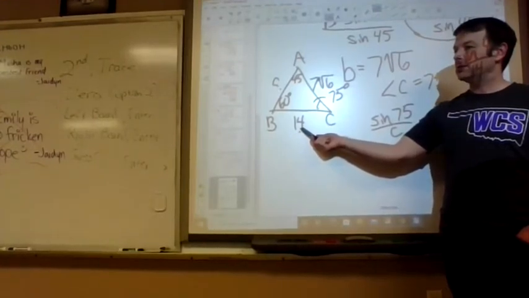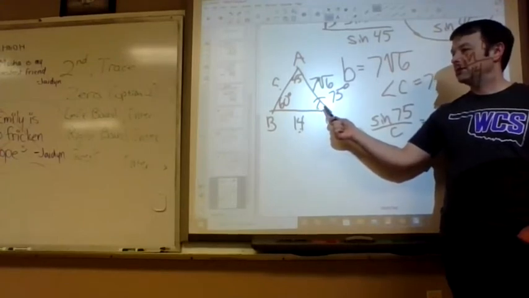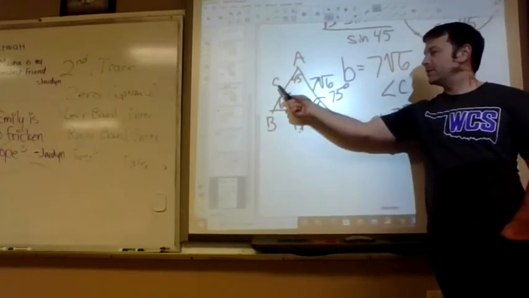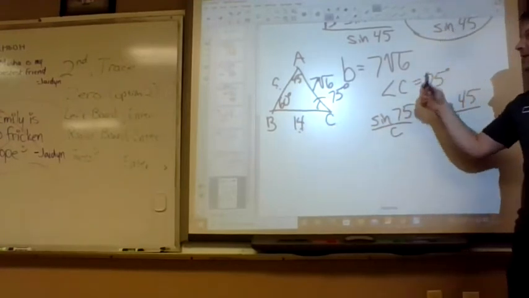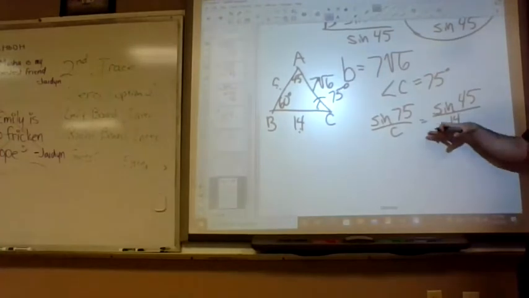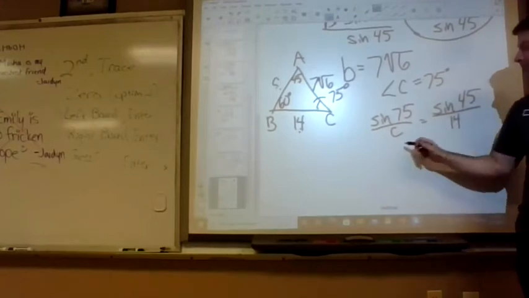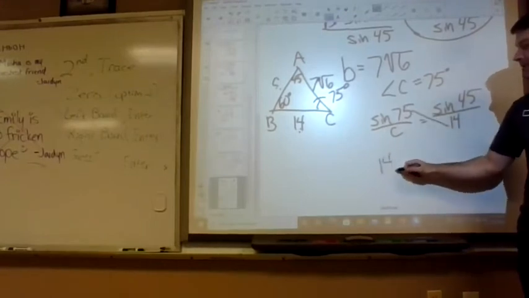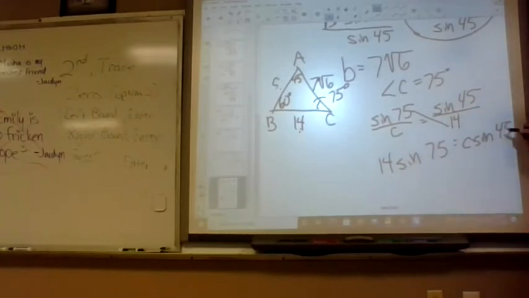So it's sine of the angle over the side equals sine of the angle over its side. I think you should write the equation. I did, it's up top, and here's the equation right here. Then you cross multiply: 14 times sine of 75 equals C times sine of 45. So you divide by sine of 45.